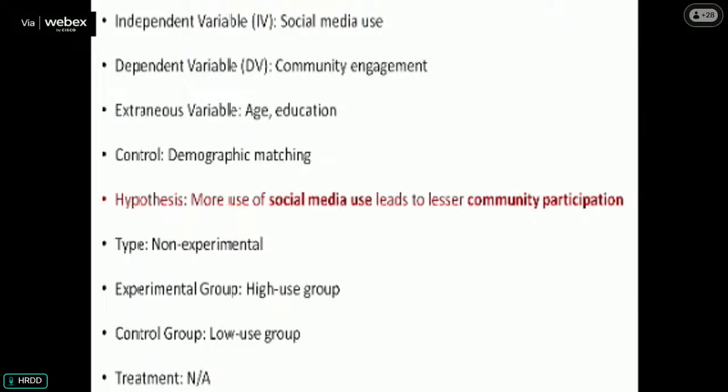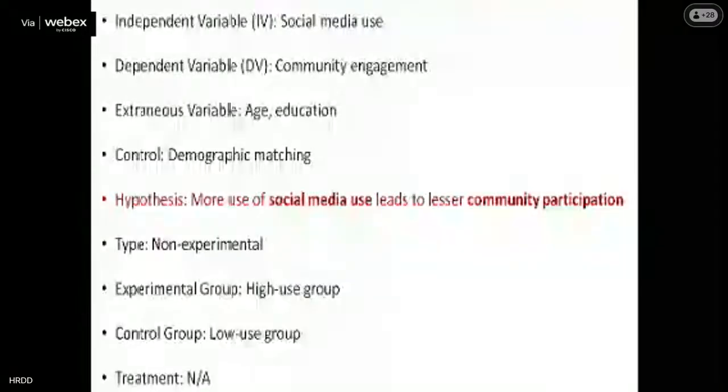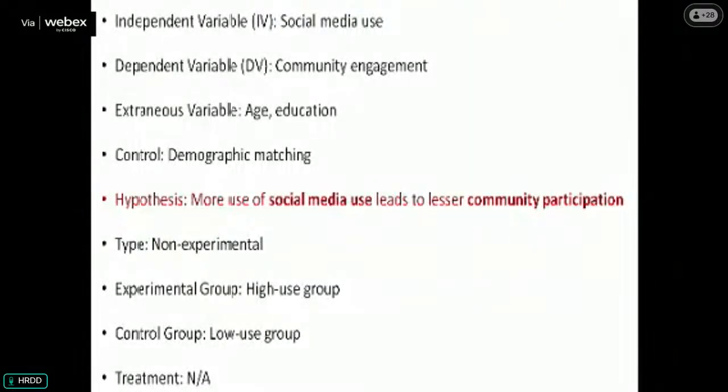We repeat one example to understand. There is a hypothesis in sociology that more use of social media leads to lesser community participation. How will they design their experiments? Just from nowhere, anybody can design, right? So how will we do it? Social media use and community participation are the two variables. The independent variable is social media use, and community participation depends on it. So community participation is the dependent variable.